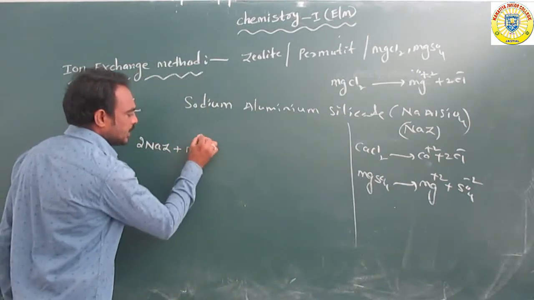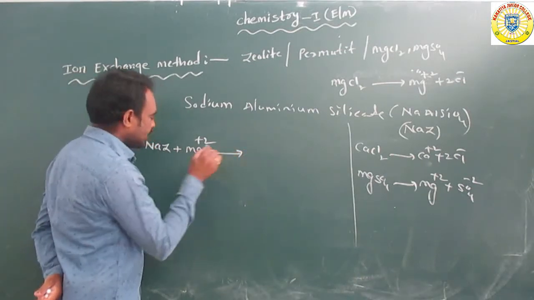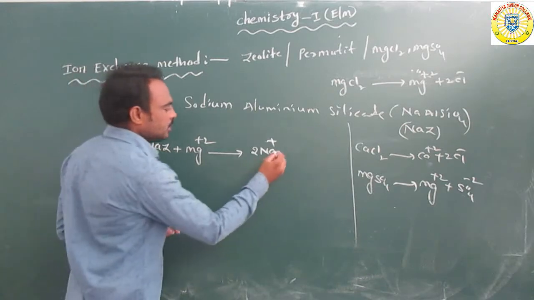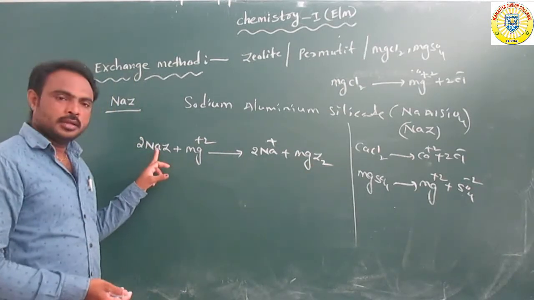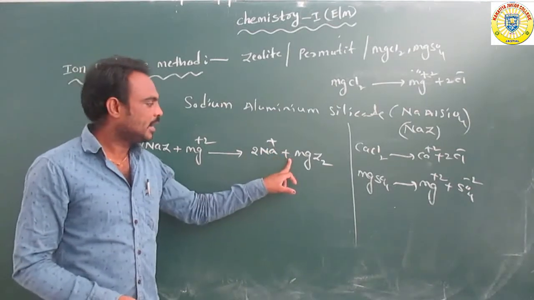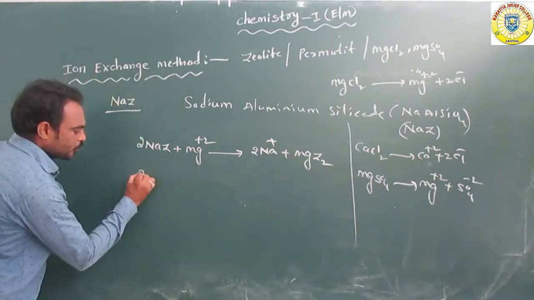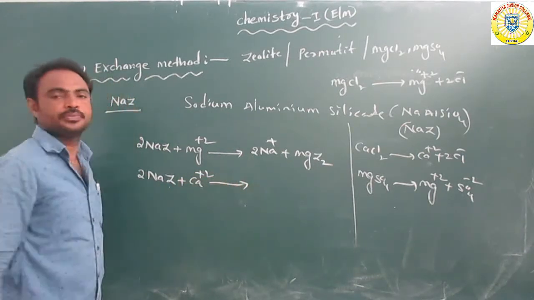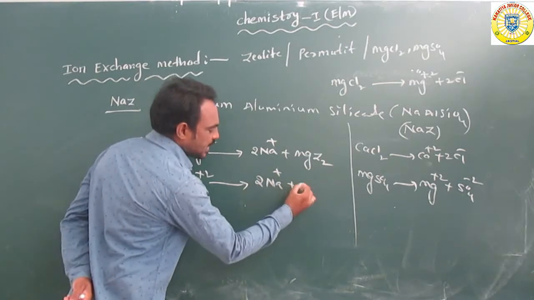It attaches with the Ca plus 2 or Mg plus 2 to form 2Na plus and MgZ2. When sodium permutit, 2NaZ, reacts with Mg plus 2, it gives rise to 2Na plus and MgZ2. Or 2NaZ, sodium permutit, also reacts with Ca plus 2, the calcium cation, and is converted to 2Na plus and CaZ2.